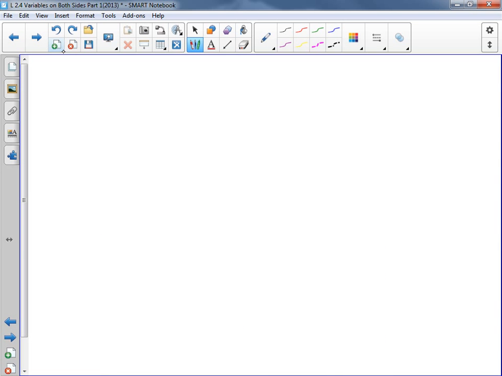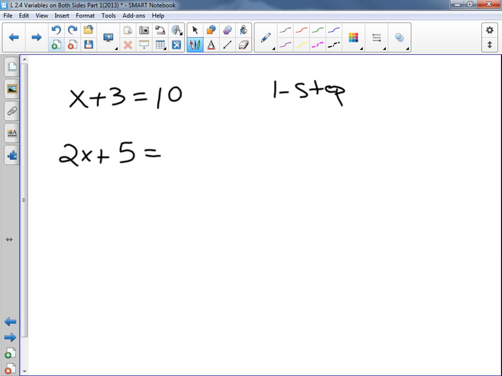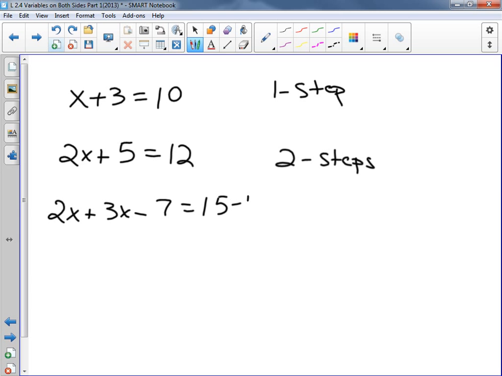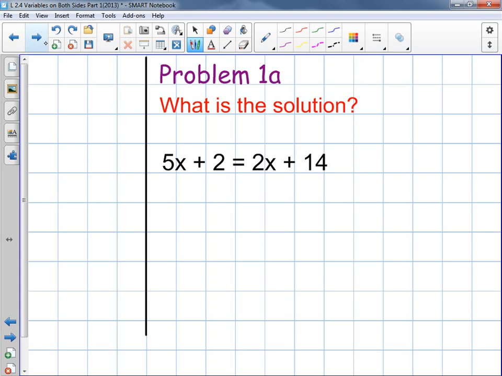So, you have looked at one-step equations, where you have solved equations in one step. Next, you looked at two-step equations, where you solved the equations in two steps. After that, we took a look at some multi-step equations, where there was more than two steps. And today we're going to look at some equations that have letters or variables on both sides of the equation.